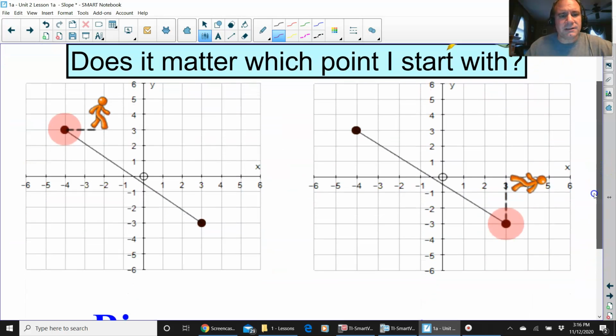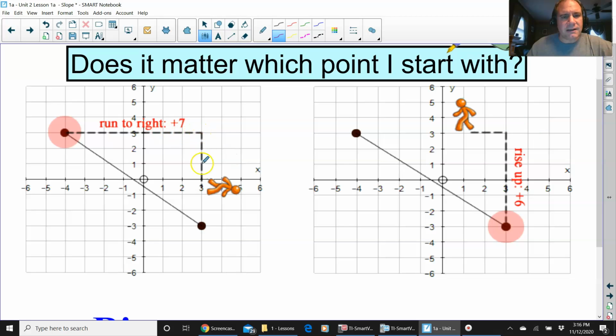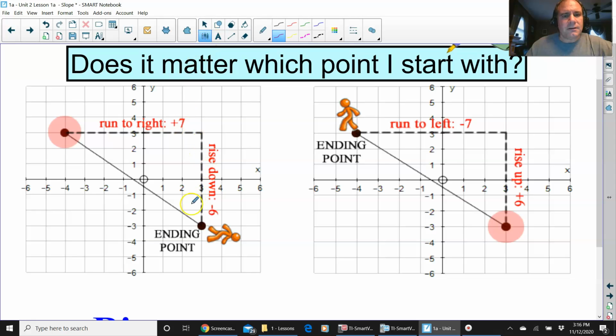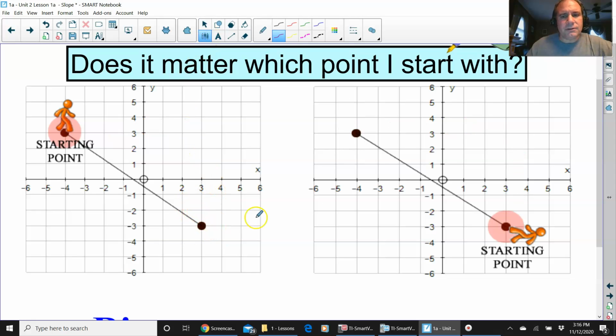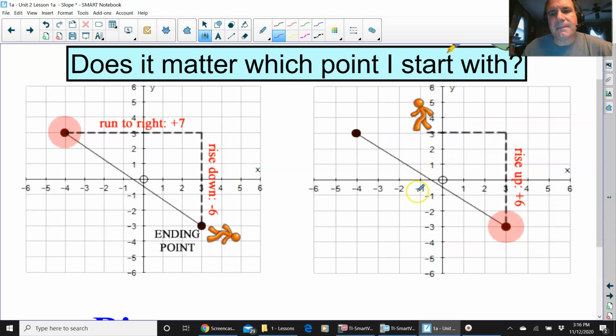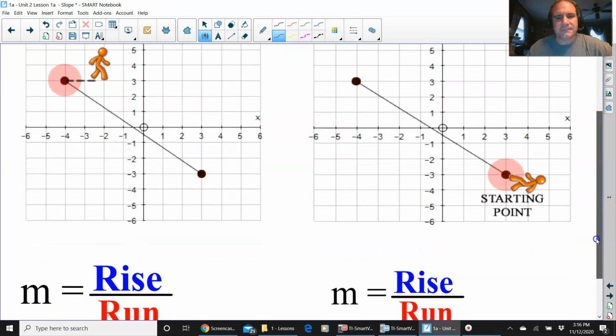Which point do I start? Does it matter? No, it does not. So remember, you could run to the right or down 6, or you could run up 6 positive and to the left 7. All right, remember, it does not matter which way that you go. You will still have a rise of 6.